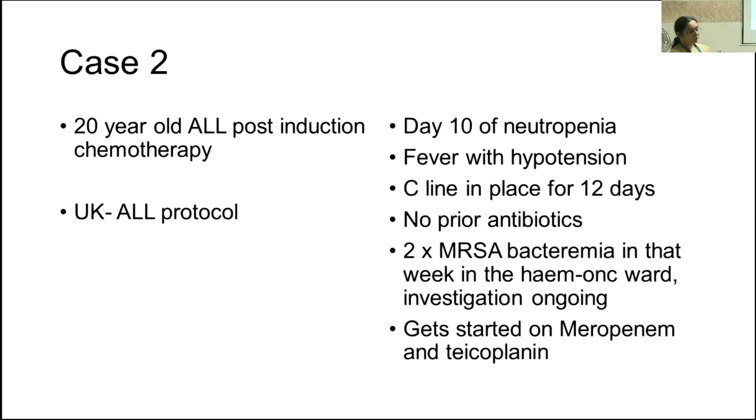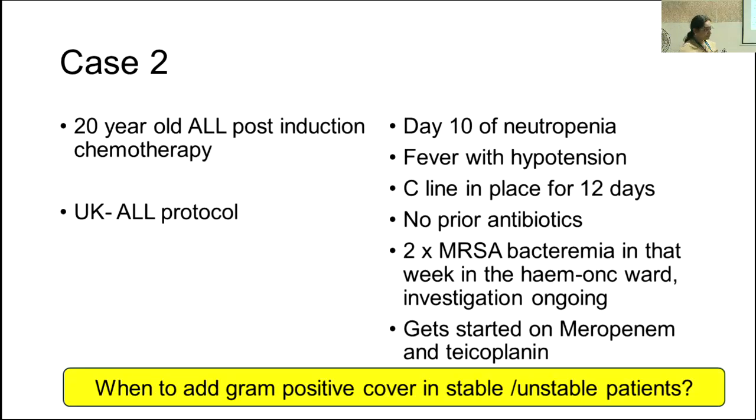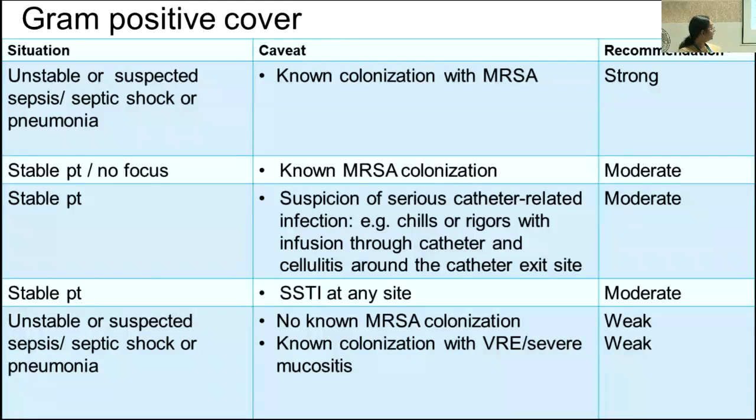So now always the question is, when do I add a gram-positive cover, be it a stable patient or an unstable patient? What the guidelines recommend is, if you have an unstable patient or a suspected sepsis, septic shock or pneumonia, and the patient is known to be colonized with MRSA, which you think this patient is likely to be, then it's a strong recommendation to add a gram-positive cover. By gram-positive cover, I mean vancomycin or teicoplanin. Linezolid is not advocated because it is a bacteriostatic agent.